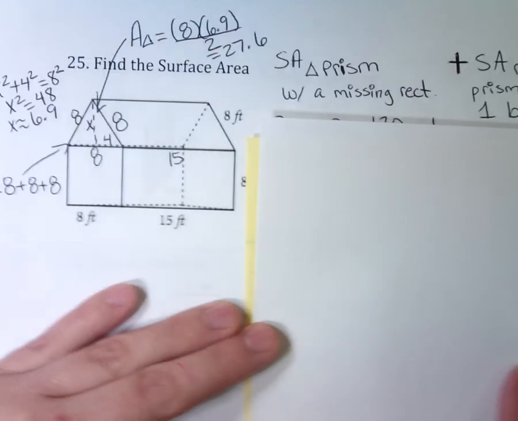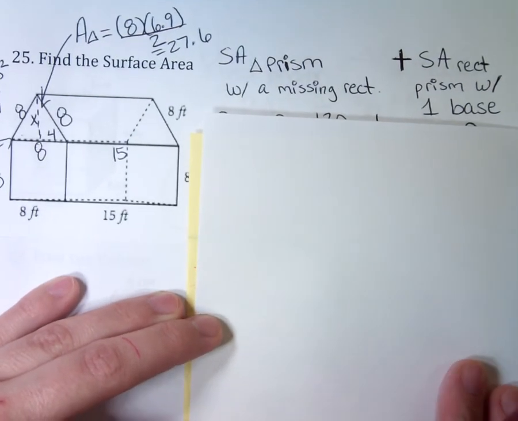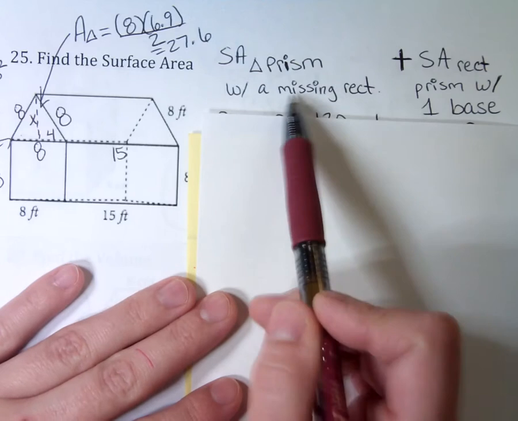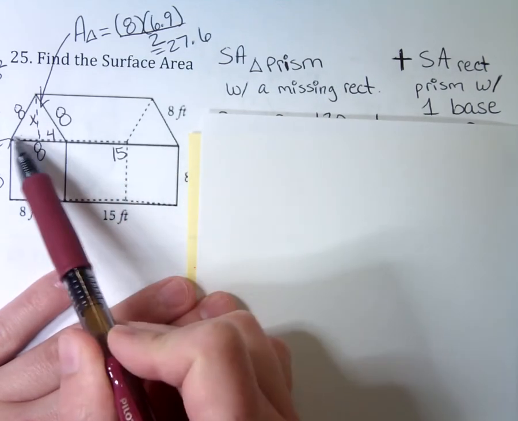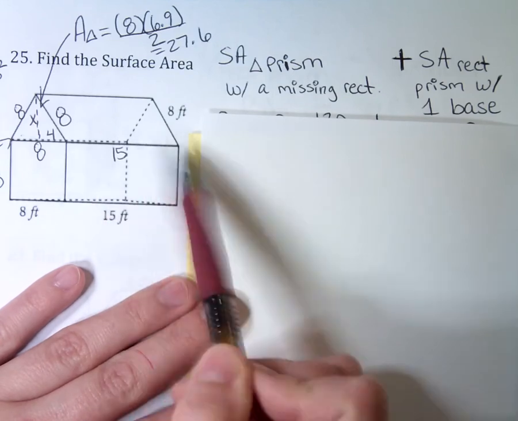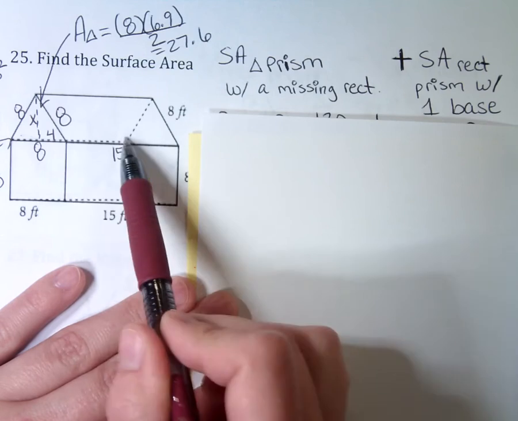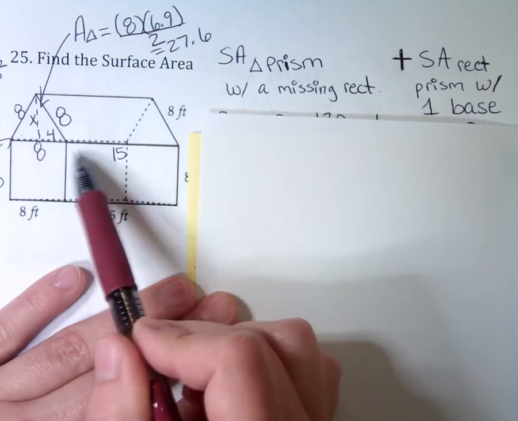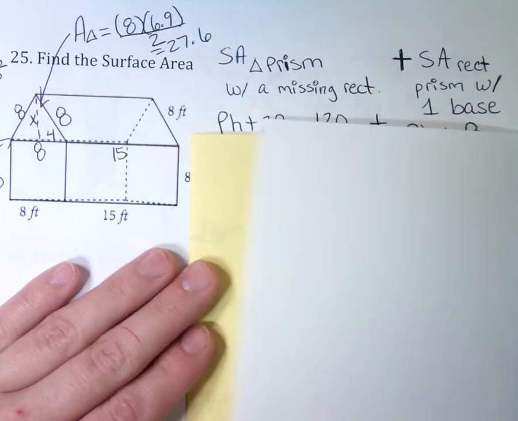I have the surface area of the triangular prism, but it's missing a rectangle, and it's missing this rectangle down here that is 8 by 15. And then I have the rectangular prism without that top rectangle, so it's a rectangular prism, but it's only got one base. It's only got its bottom base, it won't have its top base. So this is what I'm going to do.